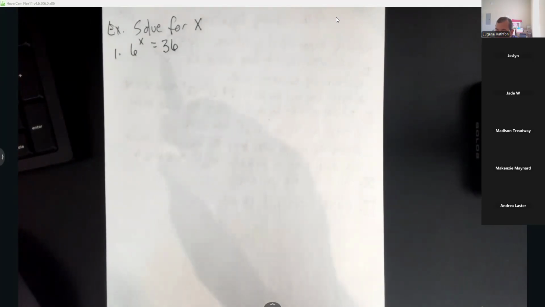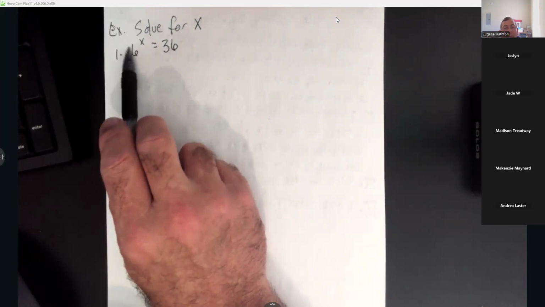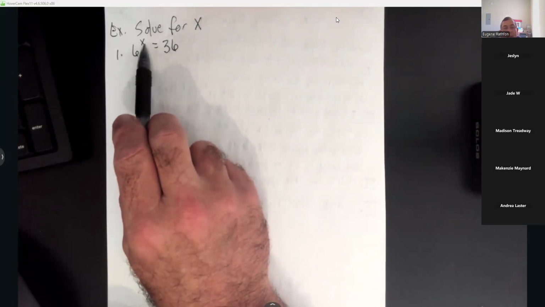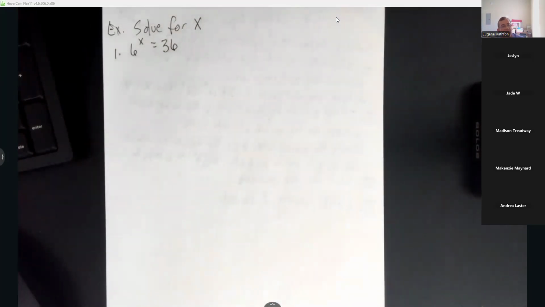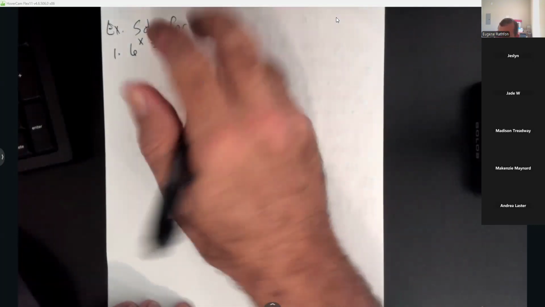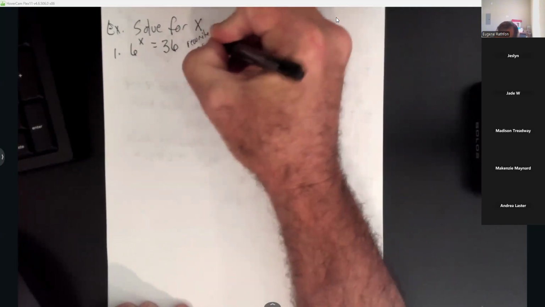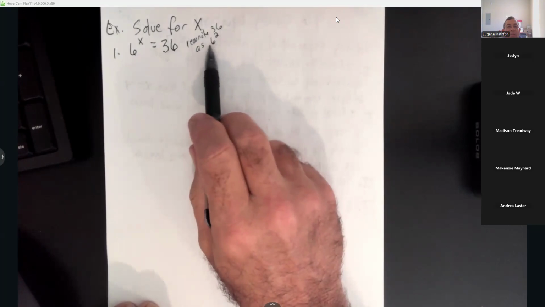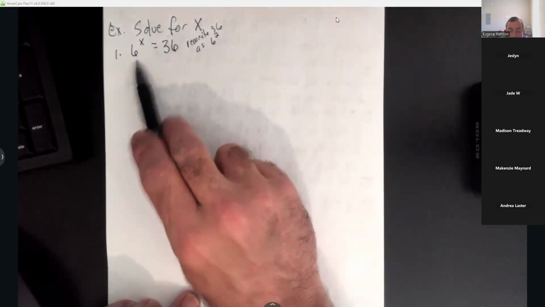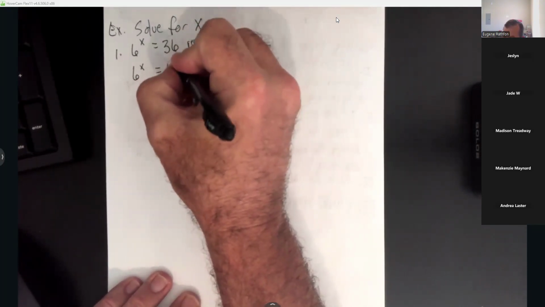So the first thing I'm looking at, can I rewrite each side using the same base? So since the base over here is a 6 raised to the exponent of x, can I rewrite 36 as 6 raised to an exponent? So Justin says yes, and that's true on this one. I can rewrite 36 as 6 squared, right? 6 times 6 is 36. So that's going to let me write this as 6 to the x equals 6 squared.